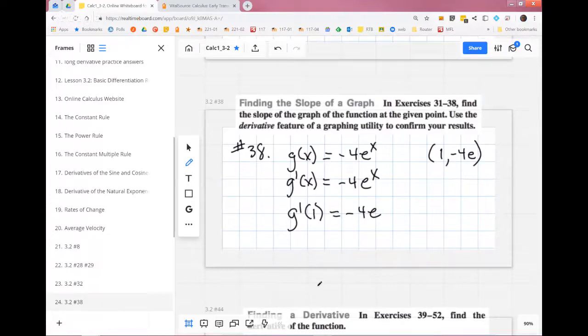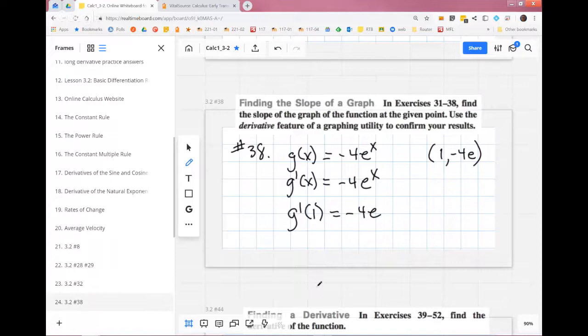Here's another one from that same section. This is an e to the x one, so this is going to be nice. Okay, so right off the bat, what's the derivative of e to the x? E to the x. What do you do with a constant? Ignore it. This thing is its own derivative. Negative 4 e to the x.